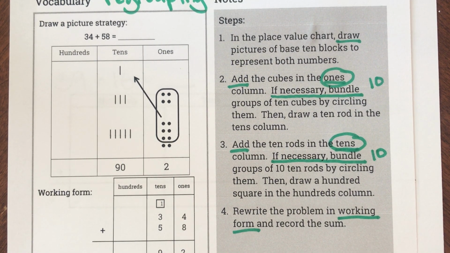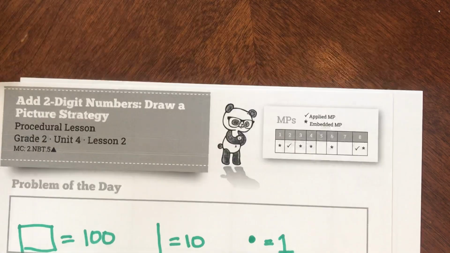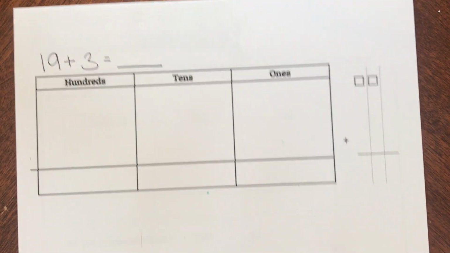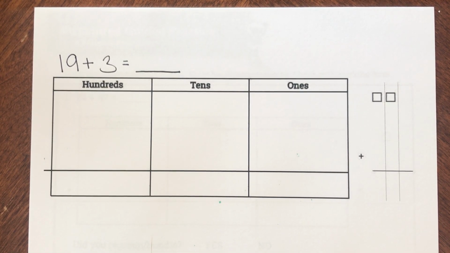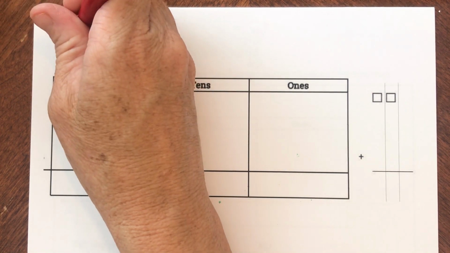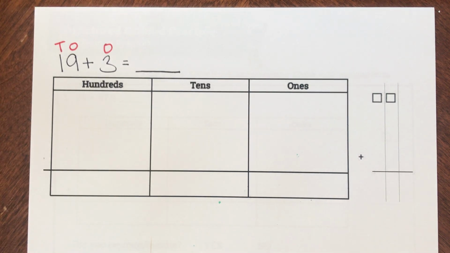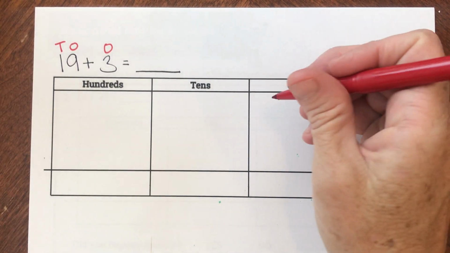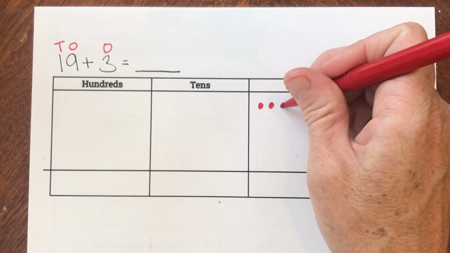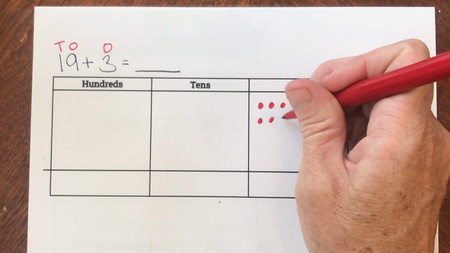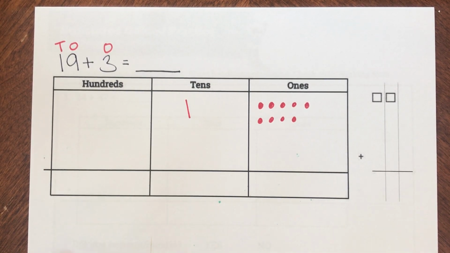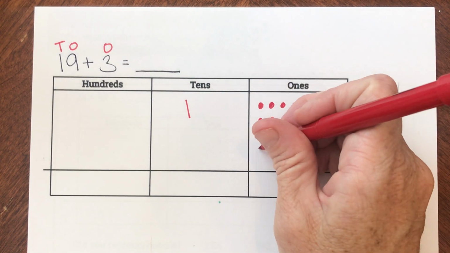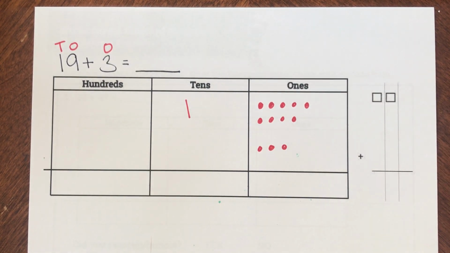Okay, ladies and gentlemen, I'm going to get started on my problem and show you what this looks like. Here is my first problem, and it says 19 plus 3. My first addend is 19. I'm going to add my place values on top. My first addend has 9 ones. I'm going to draw that: 1, 2, 3, 4, 5, 6, 7, 8, 9. And it has 1 ten. My second addend just has 3 ones: 1, 2, 3. Okay, so now I've drawn.